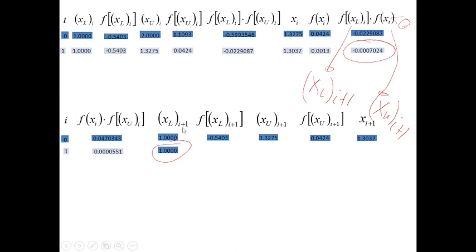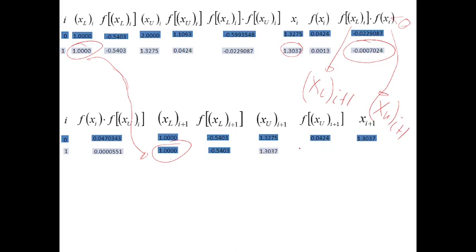1. So, x sub l sub 2 na ngayon. Ano ba yung x sub l sub 1 natin? x sub l sub 1 is 1. Kokopyahin natin yan. Tapos, remain the same x sub u sub i plus 1. Yun ay x sub i. Ano yung x sub i natin? 1.3037. So, ito yung magiging bagong value ng x sub u, no? 1.3037. Okay? Equal yung x sub i sa x sub u sub i plus 1. So, 1.3037.